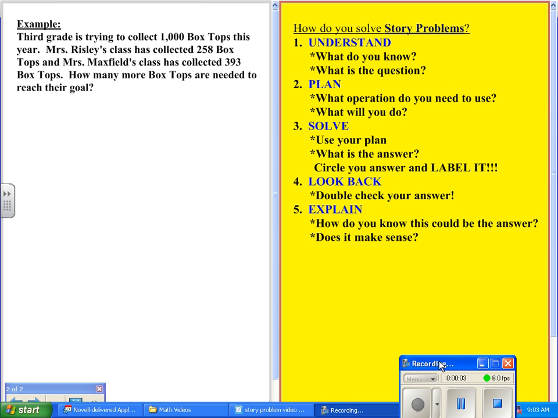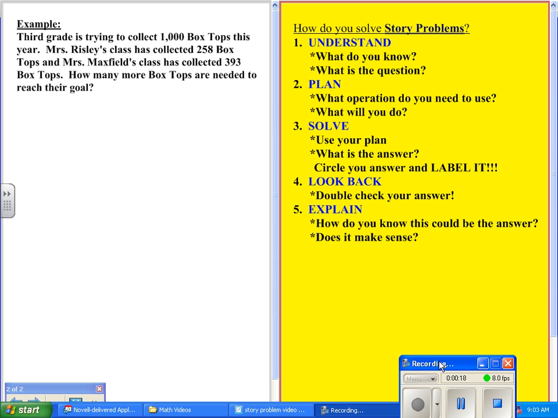Tonight for homework, your student will have to solve some two-step story problems. In their notebooks, we have gone over the 5 steps to do when you do a story problem. So the first step is to understand what do you know and what is the question asking.